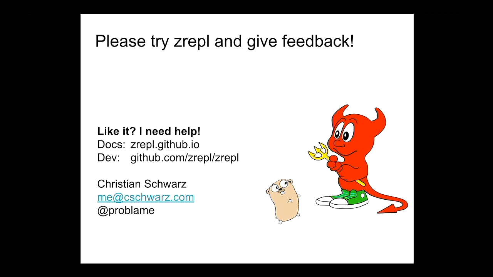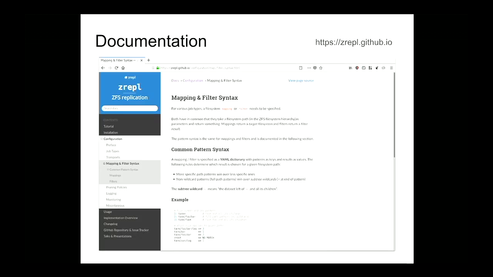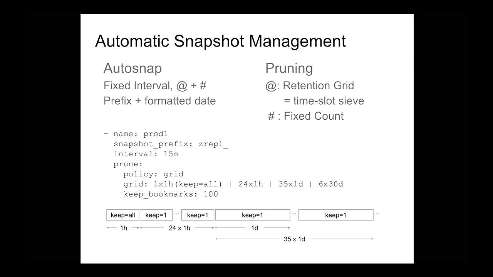Yes, Matt. So you mentioned that if you run out of the bookmark retention period, then what happens? Do you have to get rid of everything on the target and restart from scratch, or what? Yep. So the question was, what happens when your replication is down for longer than the amount of bookmarks that you have, so the product of keep bookmarks and interval. So yes, this is kind of the failure mode right now.